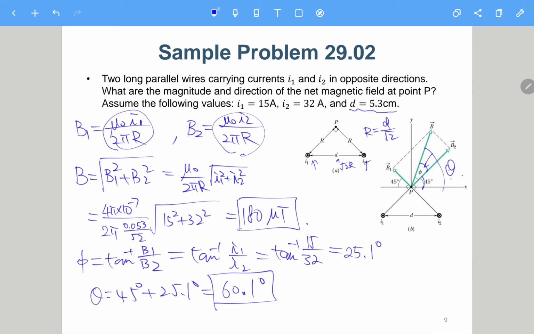So yeah, this is actually 60.1 degrees with the positive x-axis, something like that. Sorry, it should be 70.1 rather than 60.1. Yeah, it should be 70.1.